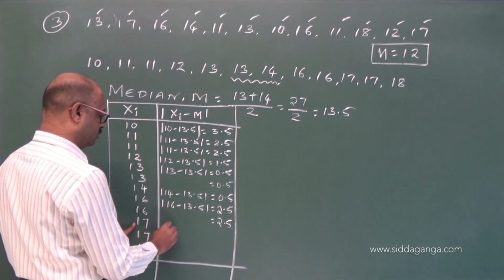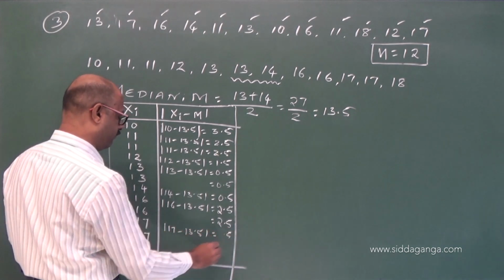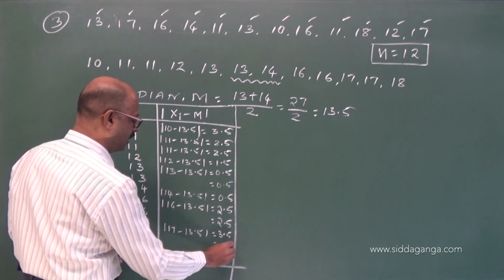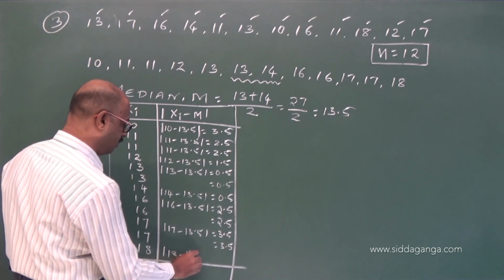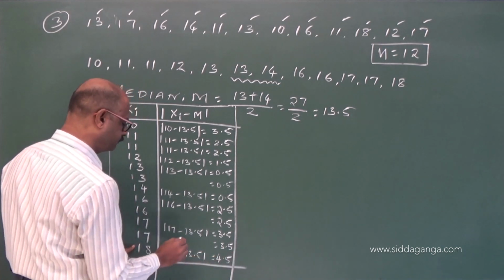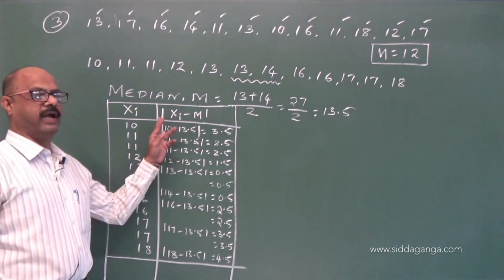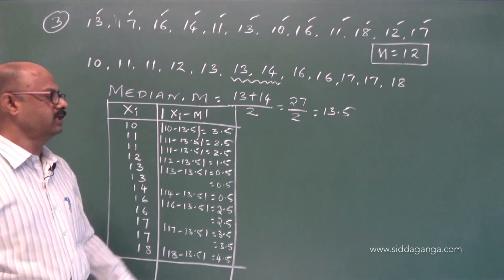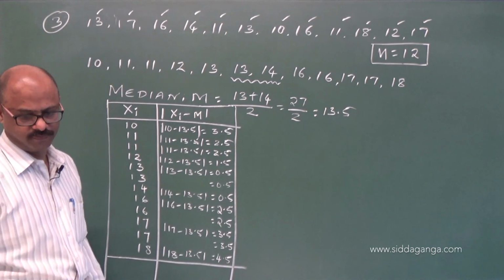Here it is 17, so modulus of 17 minus 13.5 is 3.5, and once again 3.5. And here it is 18 minus 13.5, you will get 4.5. So this is how we find the absolute value of xi minus M. Xi means the given numbers and M stands for median. We subtract one from the other like this.